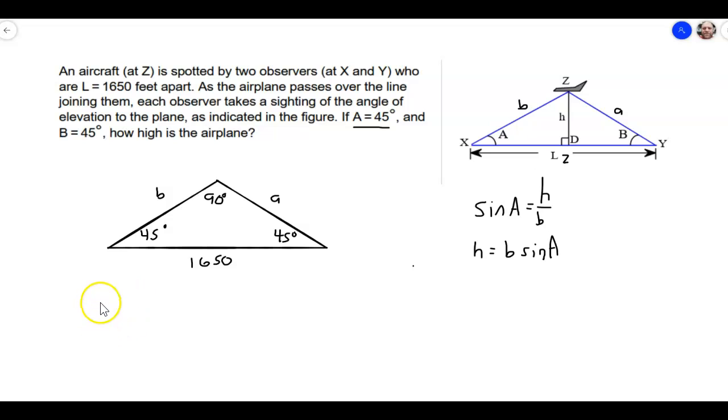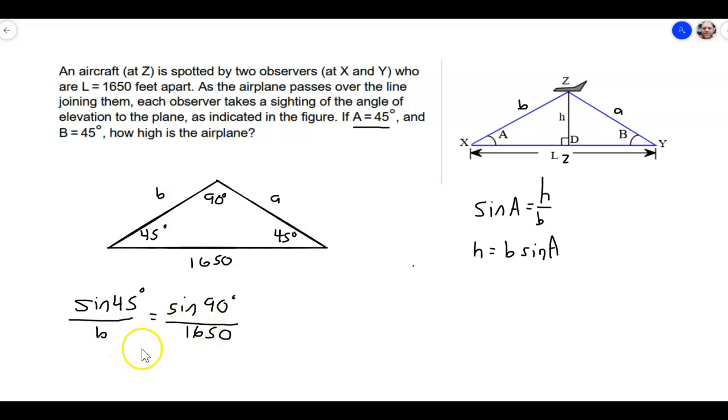So law of sines says that we can take the sine of an angle, so we do the sine of 45 degrees over its opposite side, so over b, is equal to the sine of another angle, so the 90 degrees, over its opposite side, over 1650. So I only have the one unknown here, so this will be nice and easy to solve.